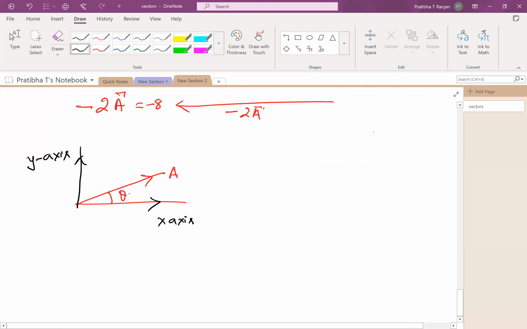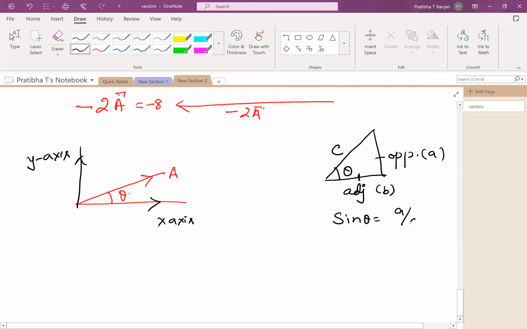Now recall the Pythagoras. With theta, this is my adjacent and this is my opposite. If I write this as C, this as A, and this as B, then sine theta is equal to A by C and cos theta is equal to B by C. If I have to find A, it will simply be C sine theta, and if I have to find B, it will be C cos theta.